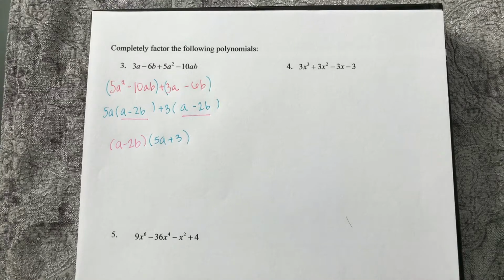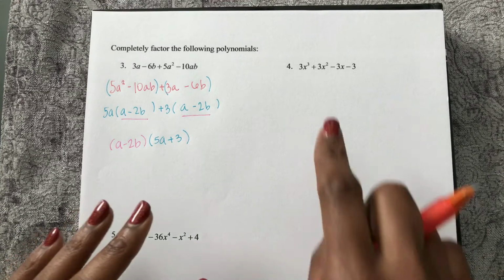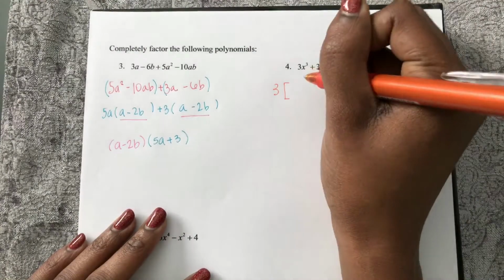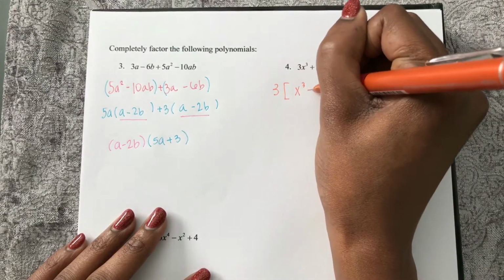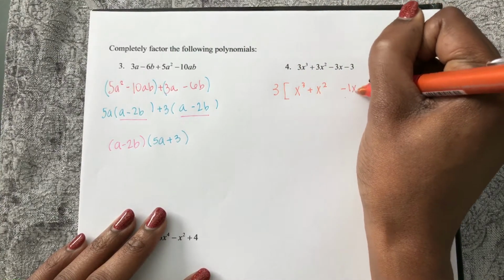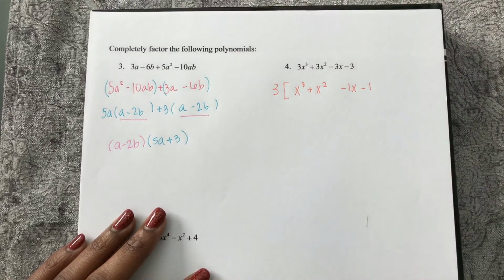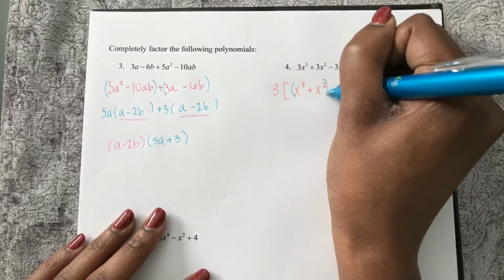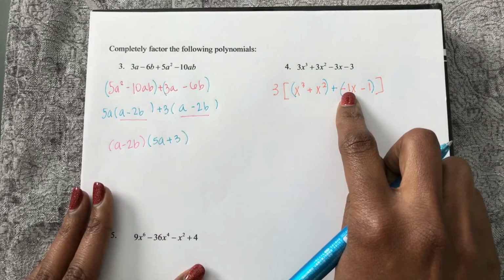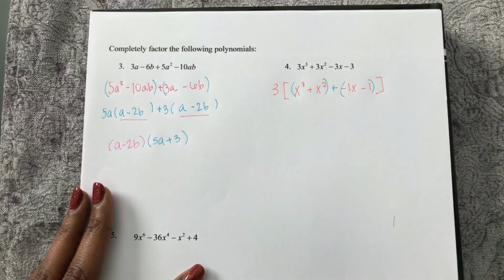So here at number 4, it is in standard form, but I see there is a GCF of 3. So I'm going to factor out a 3, and that leaves x cubed plus x squared minus 1x minus 1. So now I'm going to go ahead and group those pairs and put a plus in between. In front of this negative, it's adding a negative.